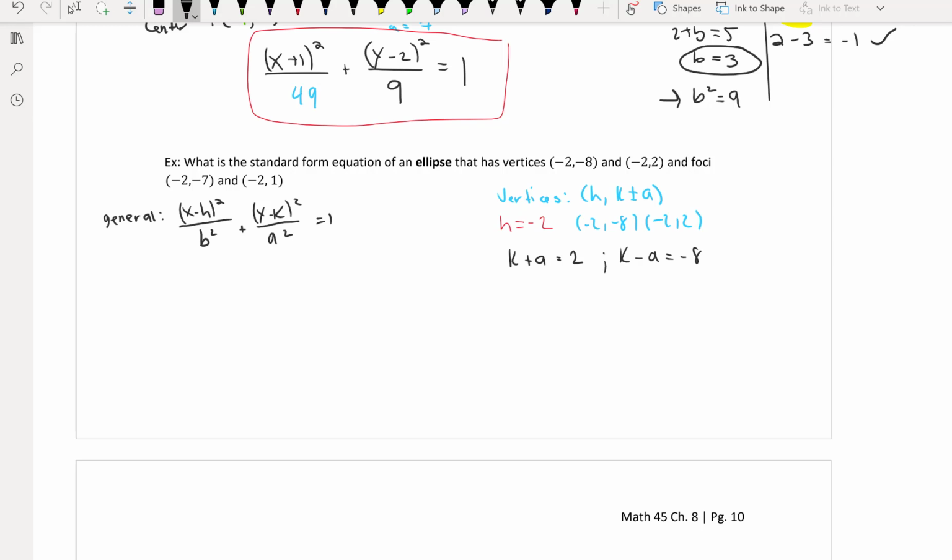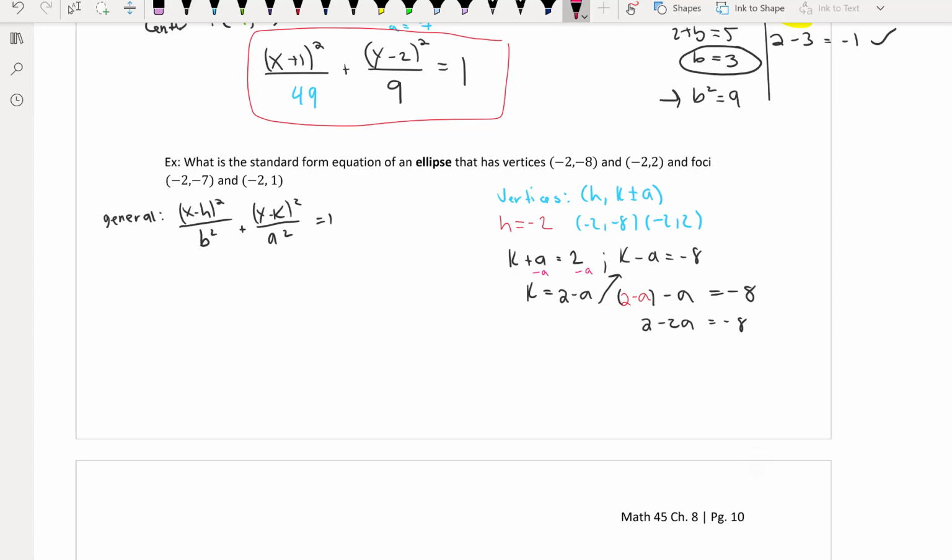So using this information, I can actually do a substitution. Let's say I want to get this a isolated: I'm going to subtract a from both sides, so I get that k is equal to 2 minus a. So I'm going to plug this equation into here. I have k minus a is equal to -8, so what I'm plugging in here is that 2 minus a. And what I get is 2 minus 2a is equal to -8.